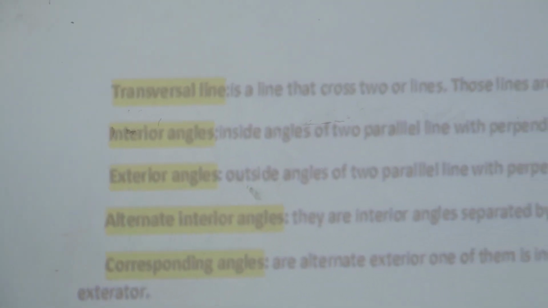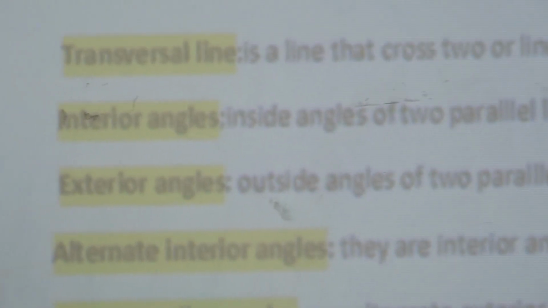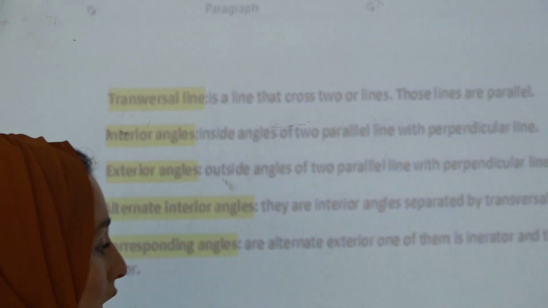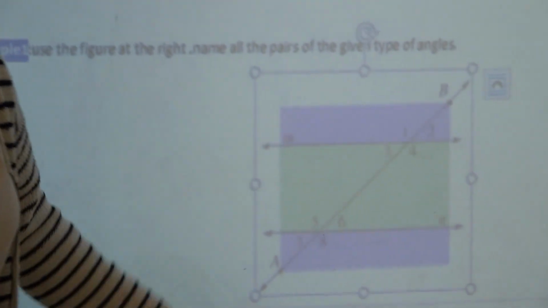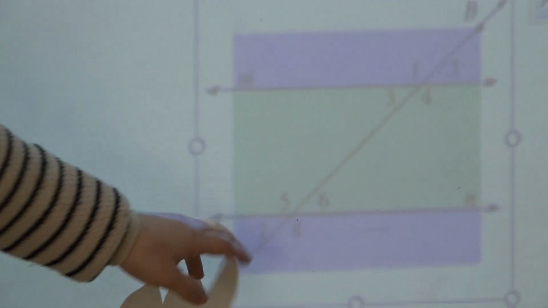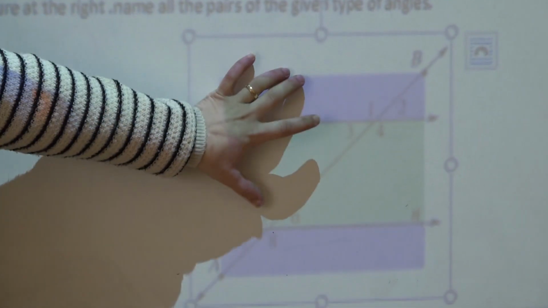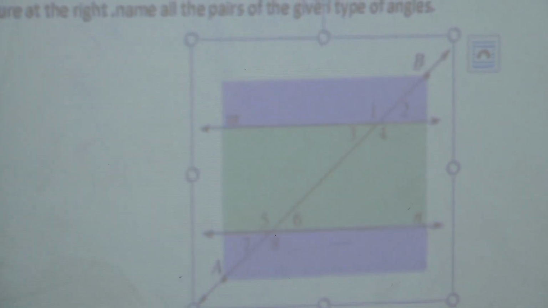So exterior angle, what does exterior angle mean? These are the outside angles of two parallel lines with a transversal line. So look, outside angle, what does exterior mean? For example, angles 1, 2, and 7, 8, the blue ones. So this is outside of these two lines: this is interior and this is exterior.